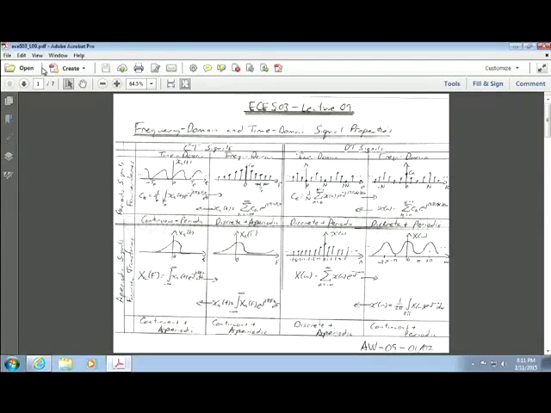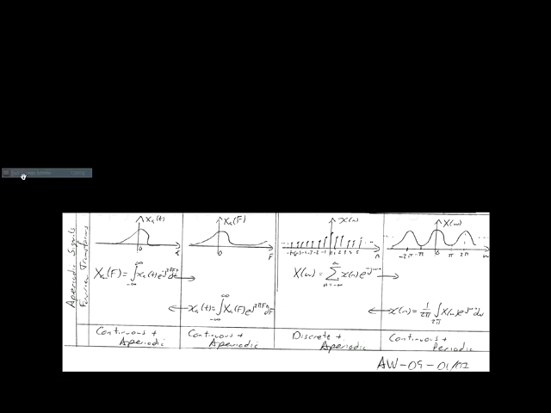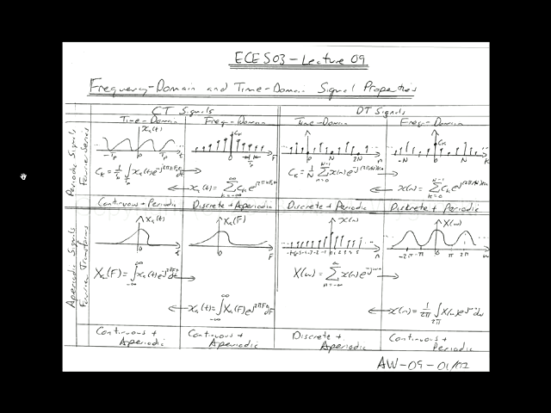Okay, so this is lecture 9 of ECE503. What we've just seen in lectures 7 and 8 gave us perspectives on discrete and continuous time tools for analyzing signals in the frequency domain. In this lecture, we're going to compare these signals from an aperiodic and periodic, and discrete time to continuous time perspective.